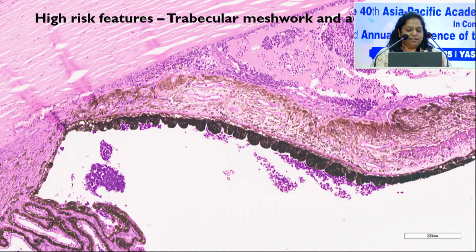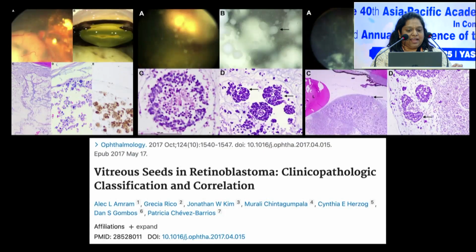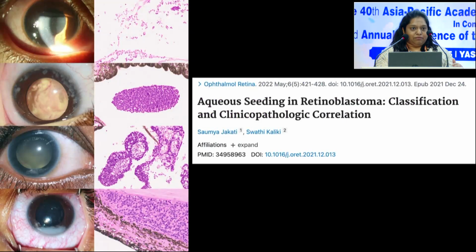Usually when you take a cut, you see that the angle and the deposits of the seeds are seen in that angle. And as Anusua just said, Francis Munier had looked into the vitreous seeds, giving intravitreal chemotherapy for the vitreous seeds. They have also classified these vitreous seeds and had a clinico-pathological correlation, and this is the landmark paper for that, wherein they classified these vitreous seeds into dust, spear, and cloud. And we in-house have also tried to do the same with the aqueous seeds, where we classified it into dust, cloud, and spears.